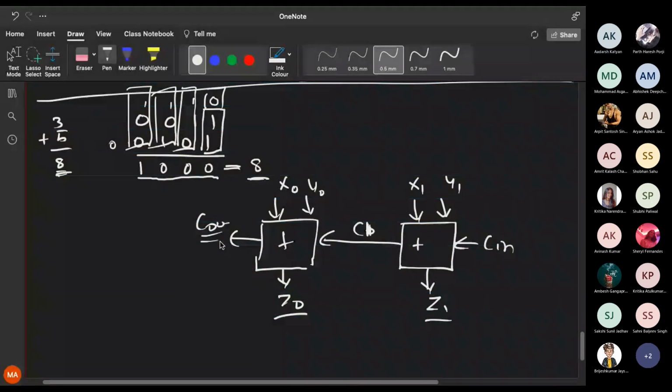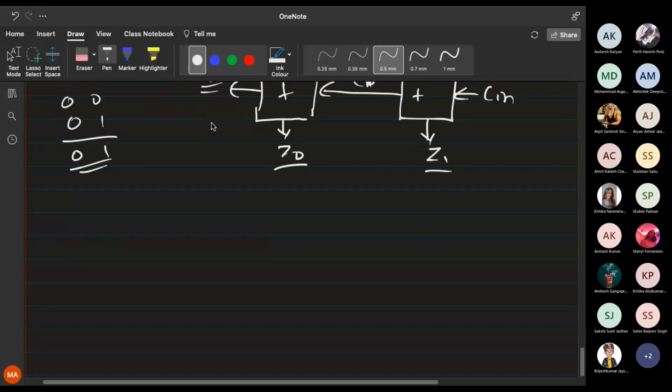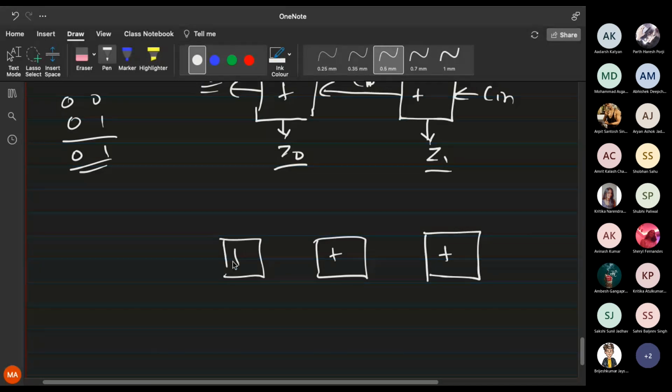So if you want to do a 2-bit addition, that is, add 00 and 01, the output is nothing but 01. For that I need 2 adders. To add numbers like 3 and 5, I will need 4 adders. Okay, so how to make a 4-bit adder? Just have 4 adders: this is the first adder, this is the second adder, this is the third adder, and this is the fourth adder. Correct so far?